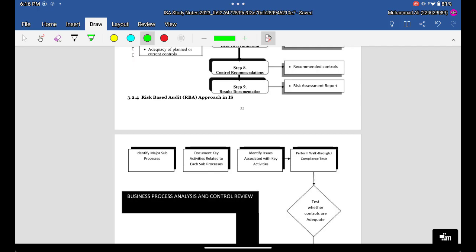Control recommendations: look at different controls that the business must implement, the new controls. Risk results documentation: after all the risk assessment, you do a risk assessment report. It tells you all the risks that it identified, everything basically you mentioned above.